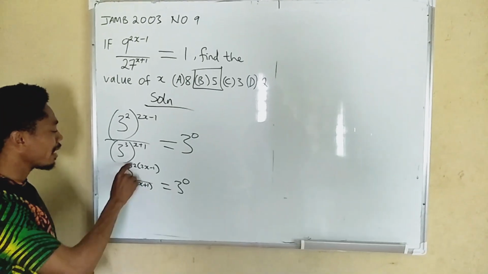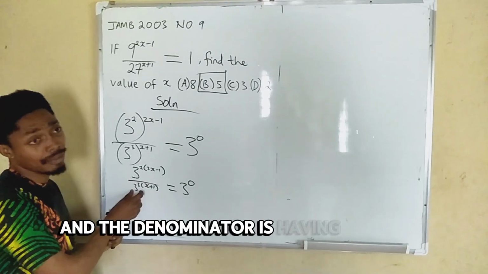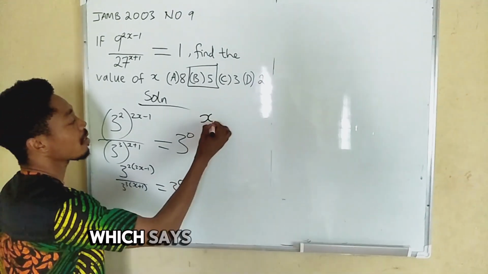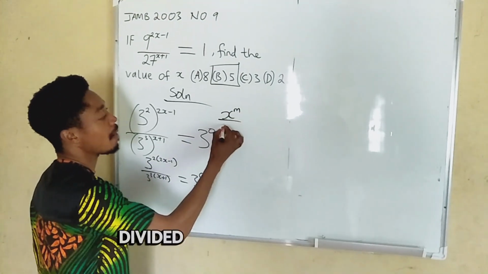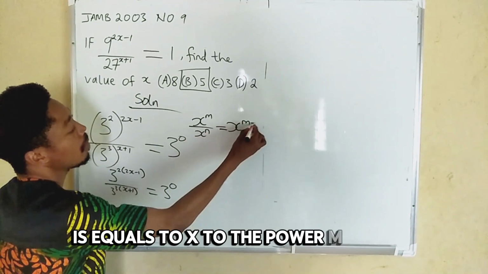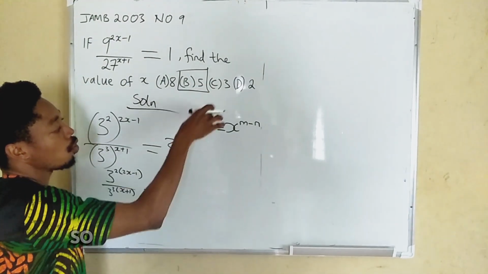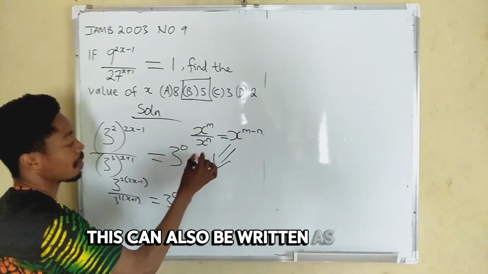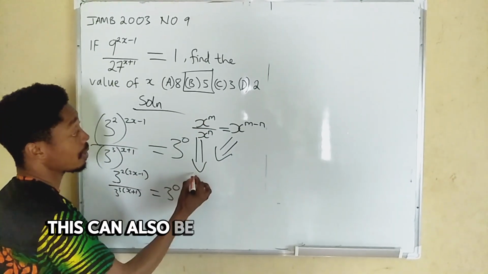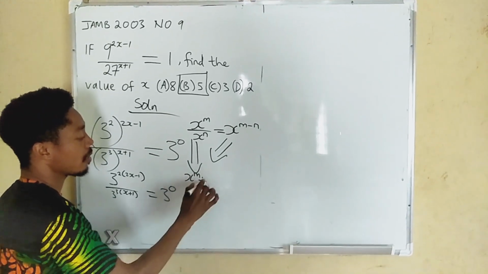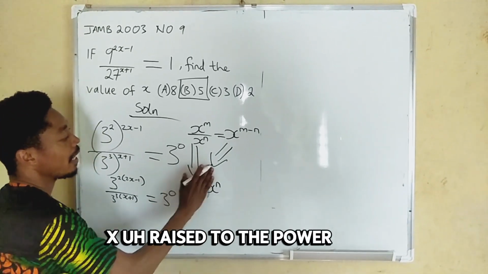Moving forward from there, the numerator is having the same base and the denominator is having the same base. In one of our rules of indices, we say that x raised to the power n divided by x raised to the power n is equals to x raised to the power n minus n. So we subtract the powers. Meanwhile, this can also be written as x raised to the power n divided by x raised to the power n.